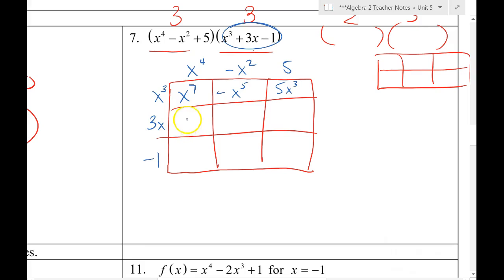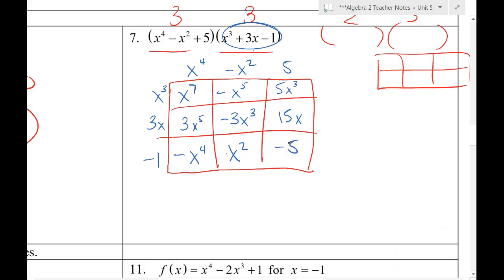Then going down to the next row, 3x times x to the 4th will be 3x to the 5th. And then 3x times negative x squared is negative 3x cubed. And then the next one will be 5 times 3x, which would be 15x. And the next ones at the bottom here, left to right, negative 1 times negative x to the 4th would be negative x to the 4th. Then negative 1 times negative x squared just becomes positive x squared. And the last one will be negative 5.